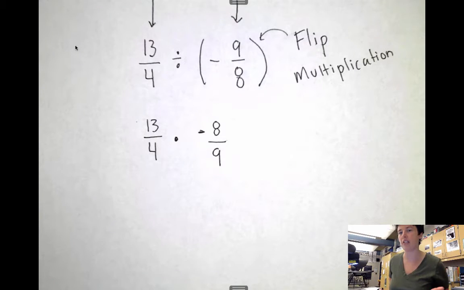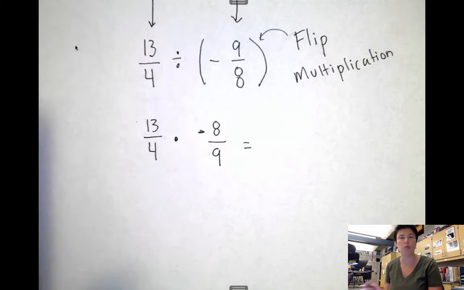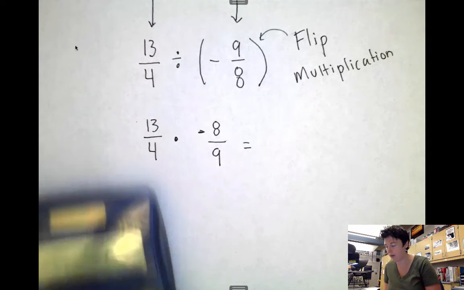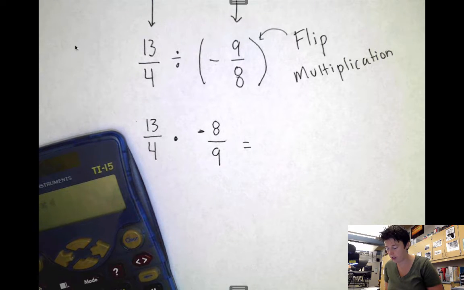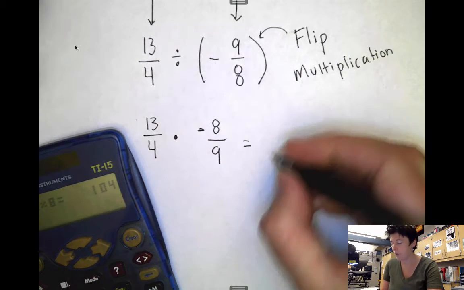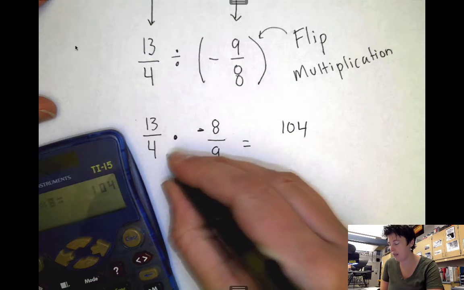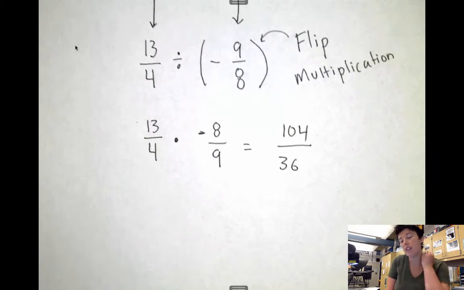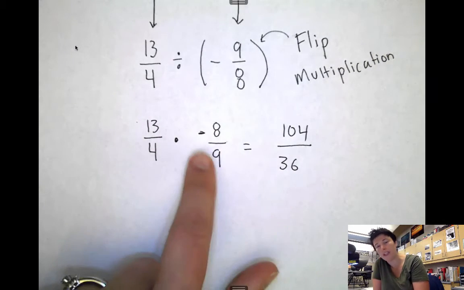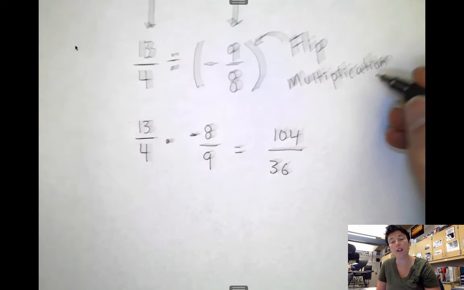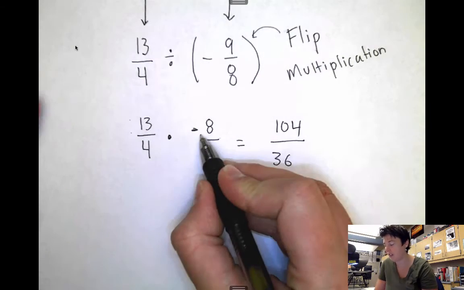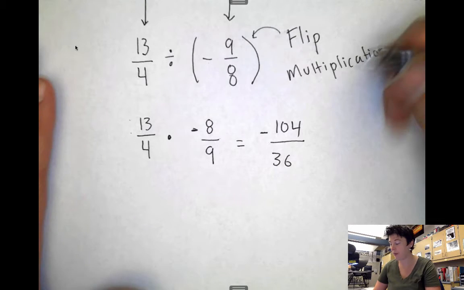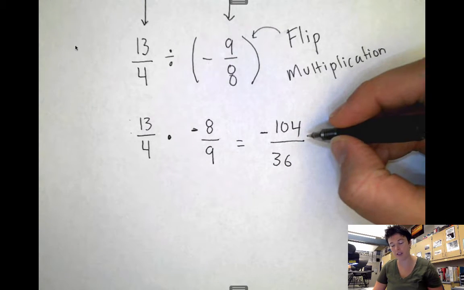Now multiplying fractions is actually pretty easy. The rule with multiplication is just go straight across. We have to figure out what's 13 times 8. 13 times 8 is 104. Then 4 times 9 is 36. The only thing I'm forgetting to take care of is the negative sign. The rule is a positive times a negative is a negative. When you're multiplying with different signs, you keep it negative. So we have negative 104 over 36.